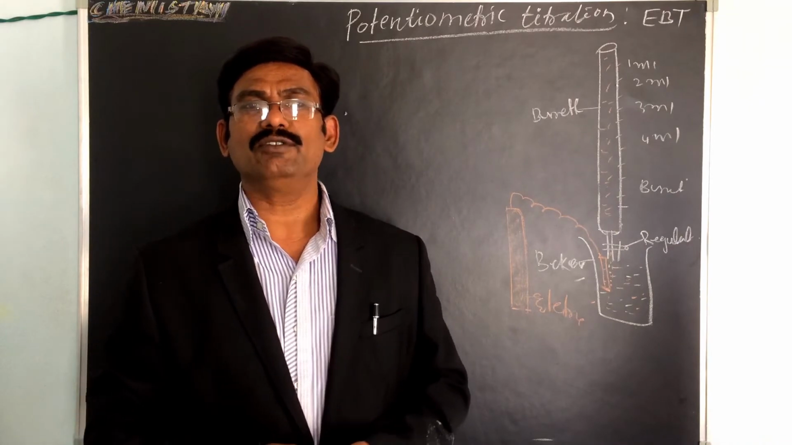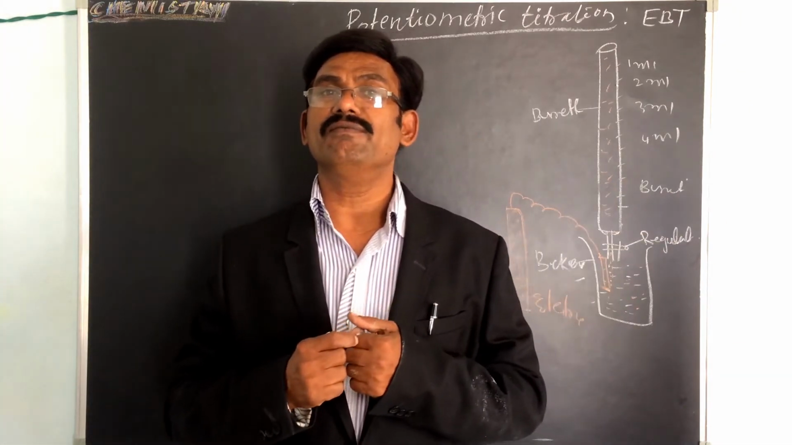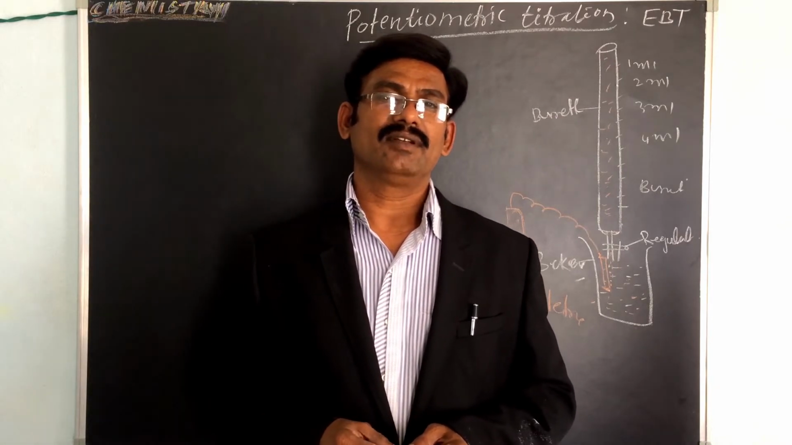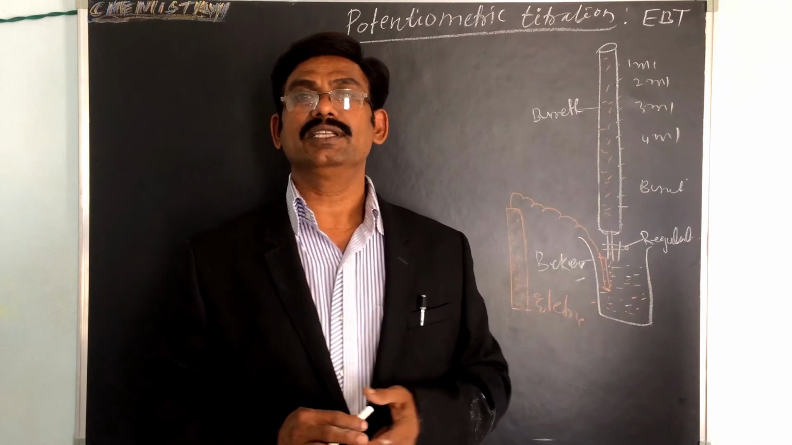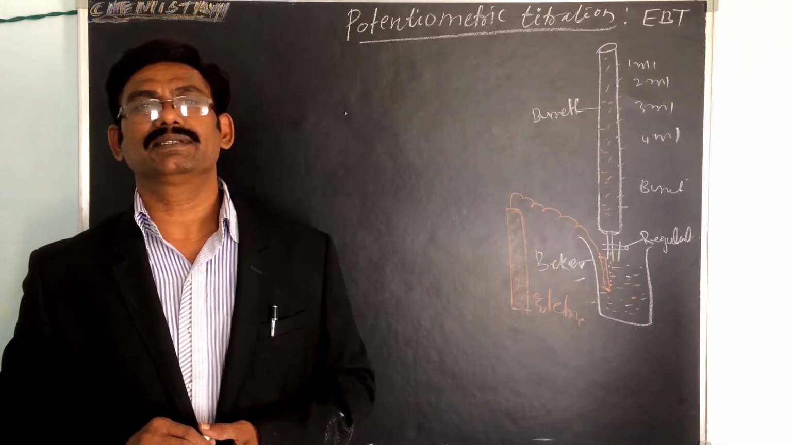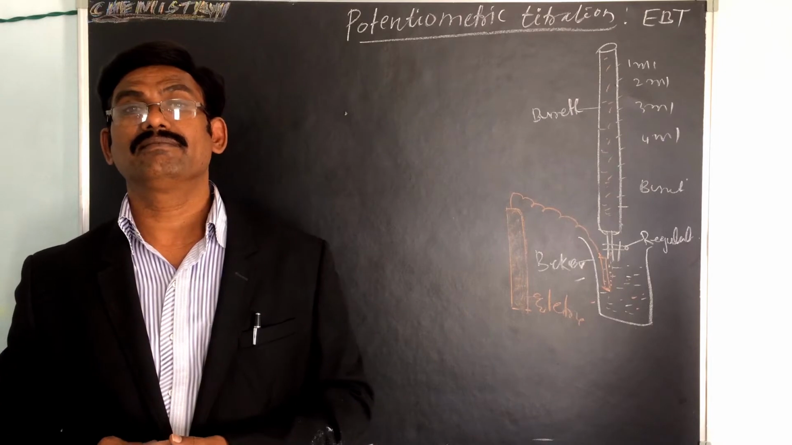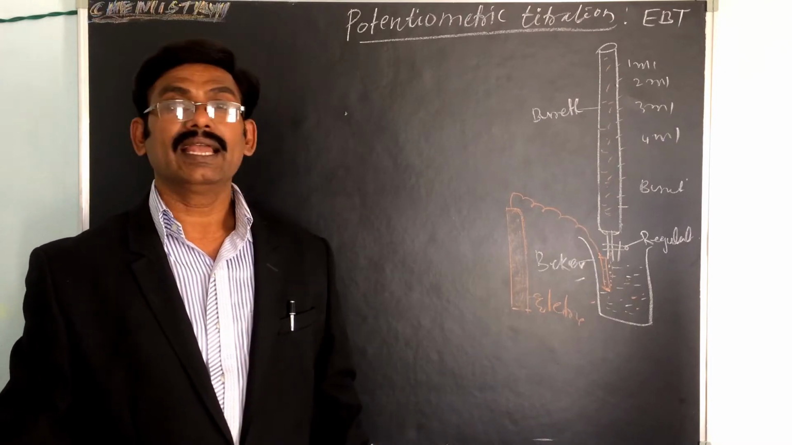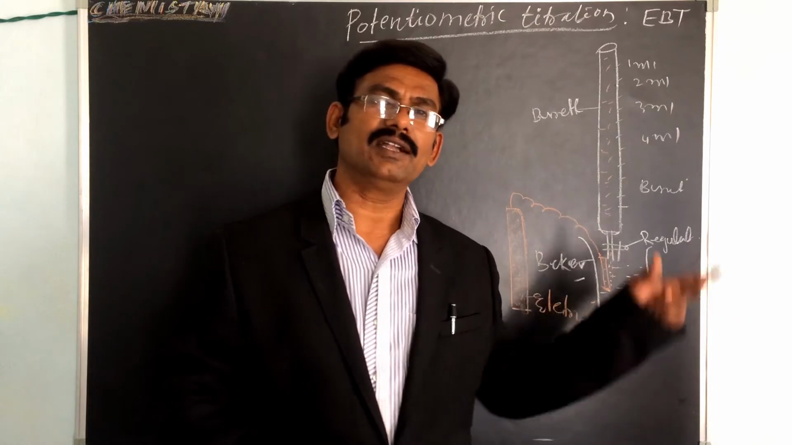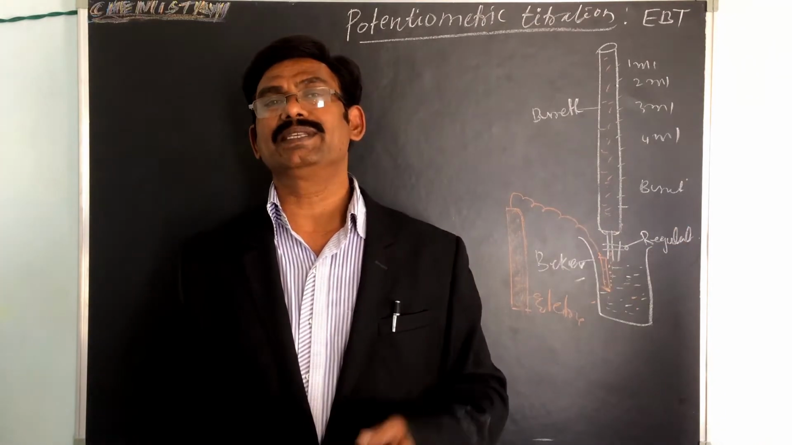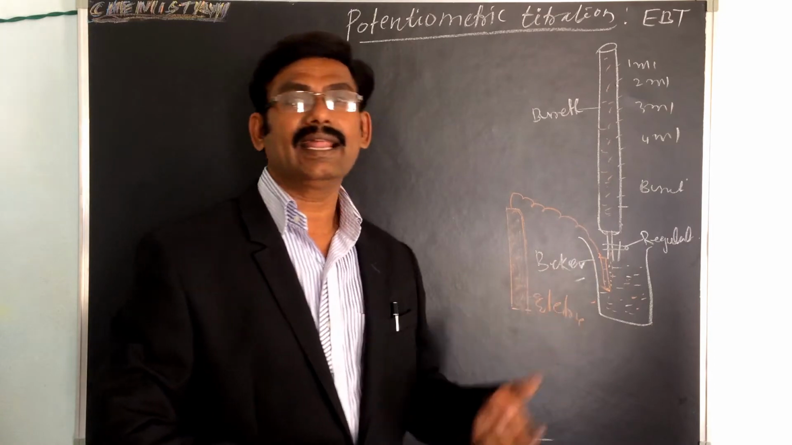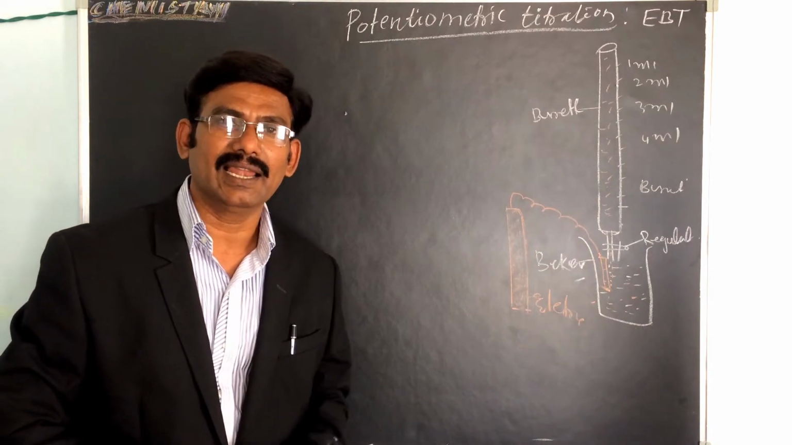The electrode whose potential, meaning electrode potential value, varies during the reaction as we add drop by drop, and which depends upon the concentration of the ionic species, whether 1 molar, 2 molar or 3 molar, is called the indicator electrode. You have to remember that: the indicator electrode.